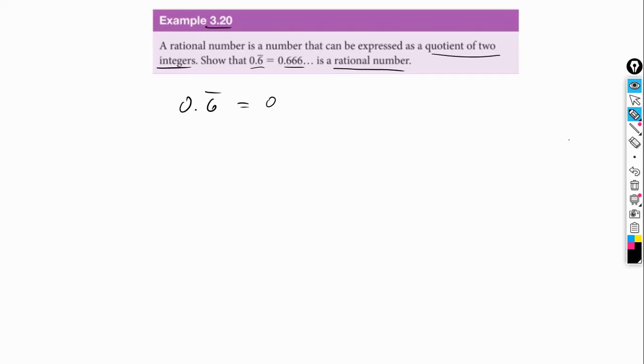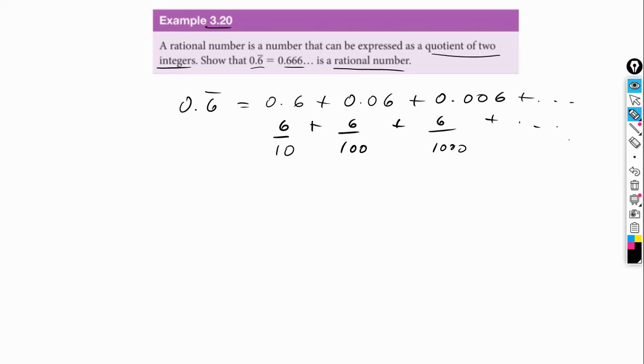This is the same as saying 0.6 plus 0.06 plus 0.006, etc., right? Okay, but notice that this is the same as saying 6 over 10 plus 6 over 100 plus 6 over 1000, etc., right? So how can we express this in a different way? Notice that this is the same as saying 6 over 10 plus 6 over 10 times 1 over 10 plus 6 over 10 times 1 over 10 squared, and so forth.